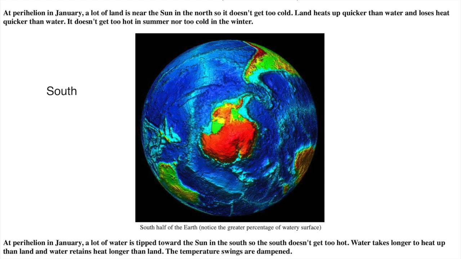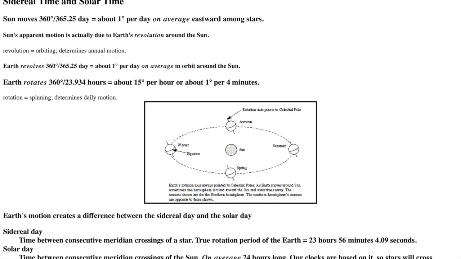Instead, the seasons are caused by the changing angle of sunlight on our part of the Earth and the amount of time the sun is above our horizon. Now for how we measure our days.